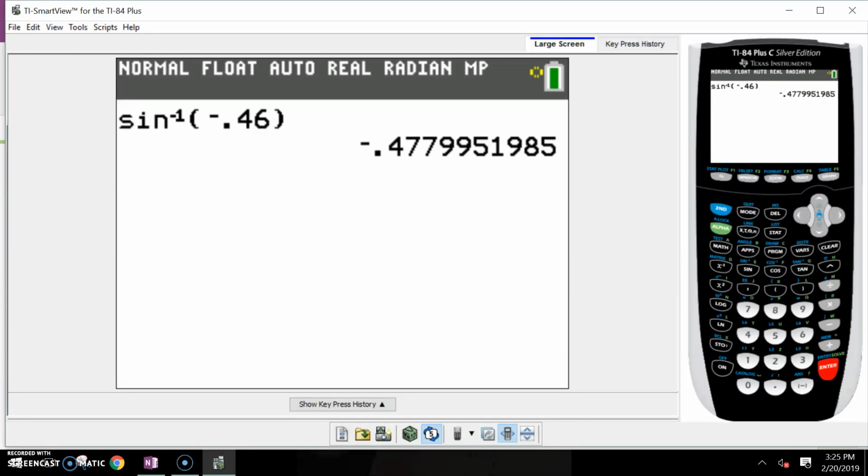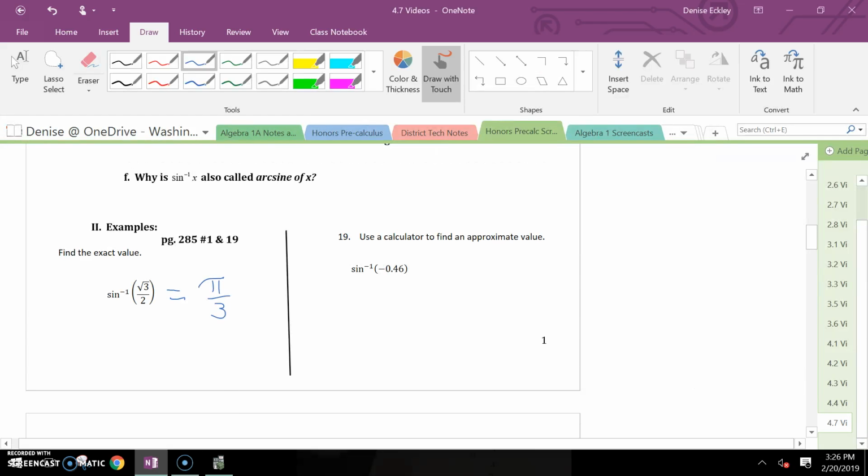and hit enter, and we get a value of negative 0.47799. So we'll just round that, and we will put that the value is negative 0.478.